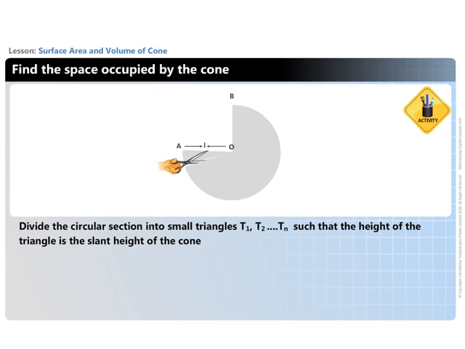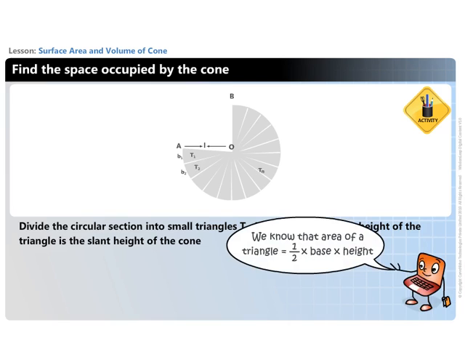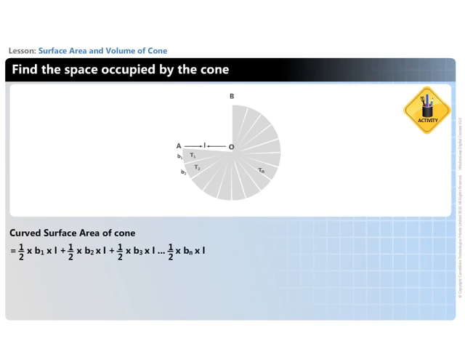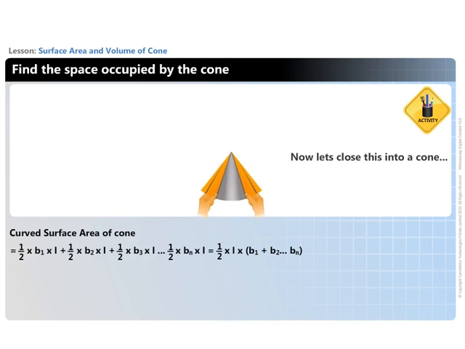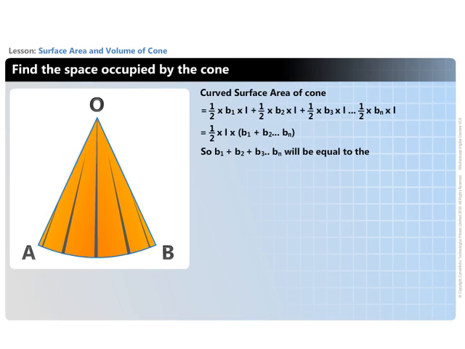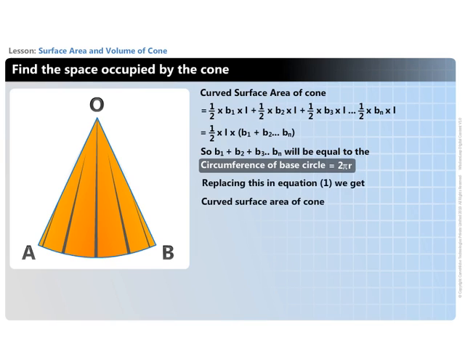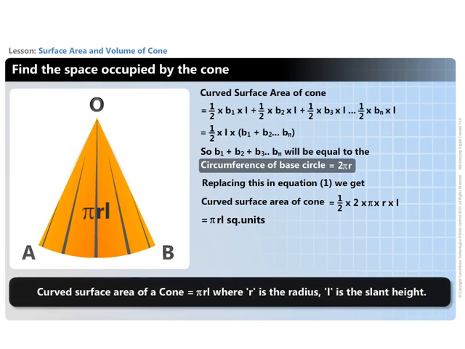Divide the circular section into small triangles T1, T2, etc. till Tn. We know that the area of each triangle is equal to half into base into height. The area of the circular section is equal to the sum of the smaller areas of height l and bases B1, B2, etc. till Bn. Now, let us close this back into a cone. So, B1 plus B2 plus B3 up to Bn is equal to the circumference of the base circle, which is equal to 2 pi r. Replacing it in the formula, the area of the circular section is equal to the curved surface area of the cone, which is equal to pi r l square units, where r is the radius and l is the slant height.